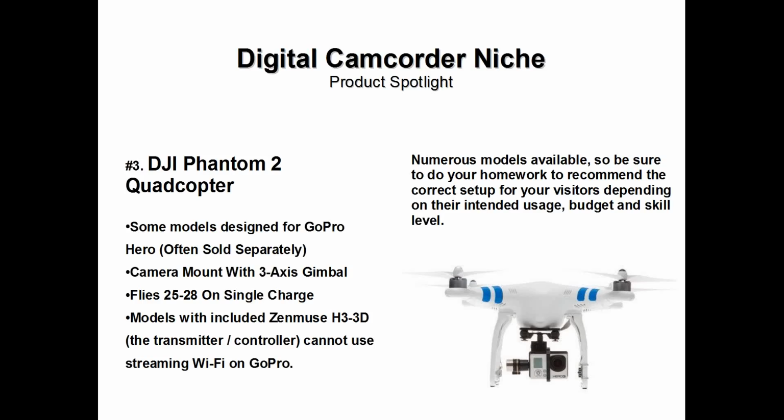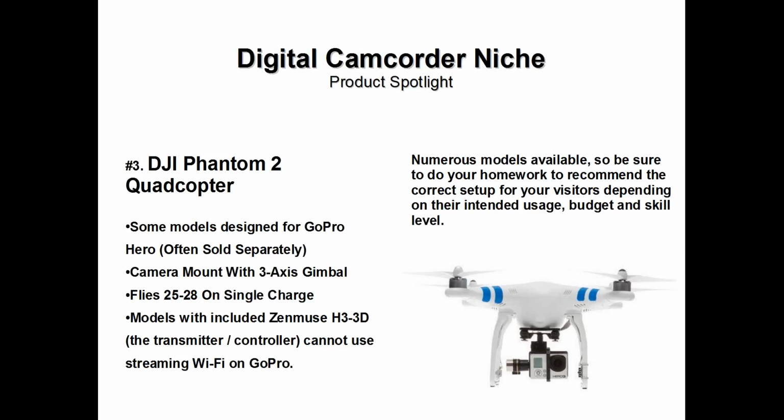Now, one of the things to keep in mind, I had talked about the different models that they have for this thing. When you see one that includes this Zenmuse H3-3D, keep in mind that you cannot use that with the GoPro Hero and the streaming Wi-Fi feature on the GoPro Hero. The reason is they use the same frequencies, so your GoPro streaming Wi-Fi transmission would actually end up interfering with your controller transmission, so you might not be able to control your quadcopter, which obviously would be a bad thing.